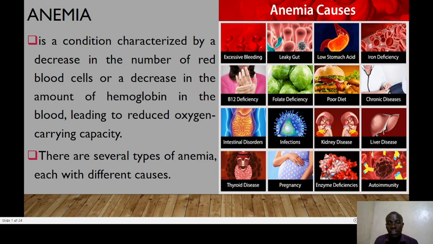Today we are looking at different types of anemia, and we start by defining what anemia is. Anemia is a condition that is characterized by the decrease in number of red blood cells, the erythrocytes, in the amount of hemoglobin in blood, and this normally leads to reduced oxygen carrying capacity. So tissues are deprived of oxygen.